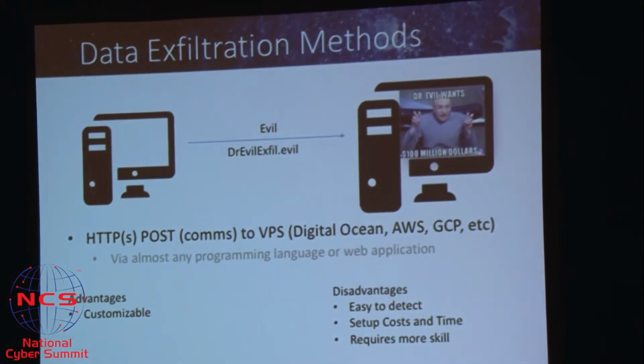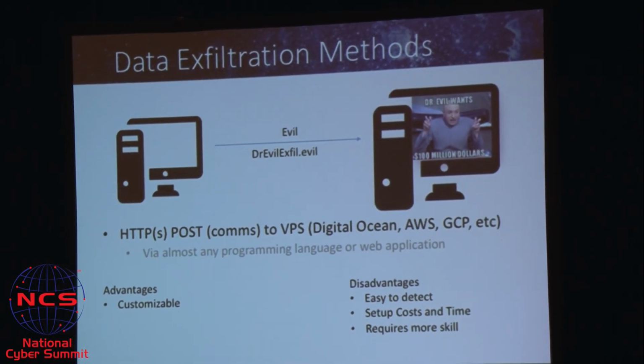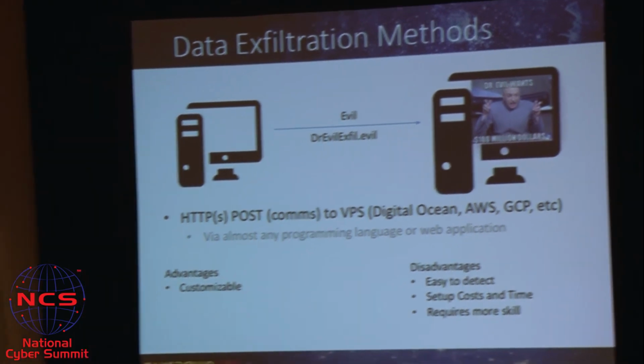Next slide. Another one that's used a lot today is VPSs, virtual private servers. You have AWS, DigitalOcean, Google Cloud Platform. They are out there, and the price is going down, so it's getting cheaper and cheaper to use them. Advantage: they're out there, and they're freely used. And you can customize them to do whatever you want them to do.